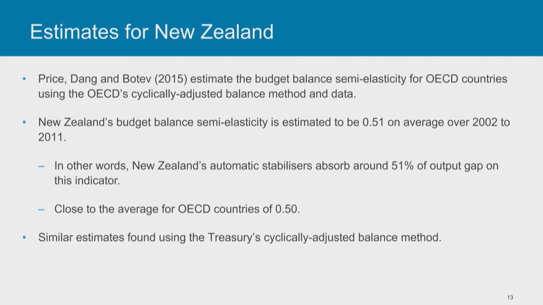Price, Dang and Botev estimate the budget balance semi-elasticity for OECD countries using the OECD cyclically adjusted balance method and data. And New Zealand's budget balance semi-elasticity is estimated to be 0.51. In other words, New Zealand's automatic stabilisers absorb around 51% of the output gap. This is close to the OECD average of 0.5. And we find similar estimates using the Treasury cyclically adjusted balance method.